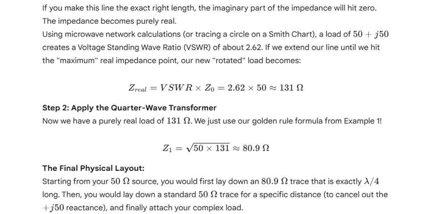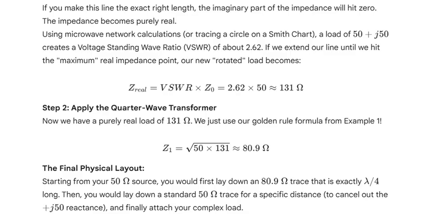Using microwave network calculations or tracing a circle on a Smith chart, a load of 50 plus J50 creates a voltage standing wave ratio, or VSWR, of about 2.62. If we extend our line until we hit the maximum real impedance point, our new rotated load becomes Z real is about 131 ohm. Step 2. Apply the quarter wave transformer.